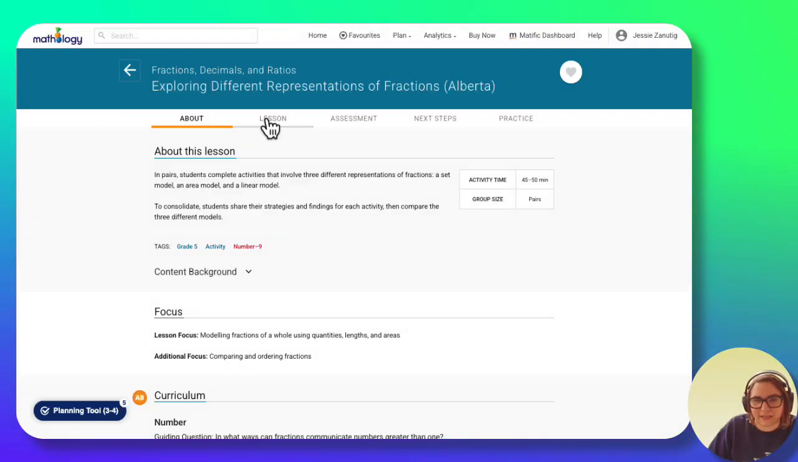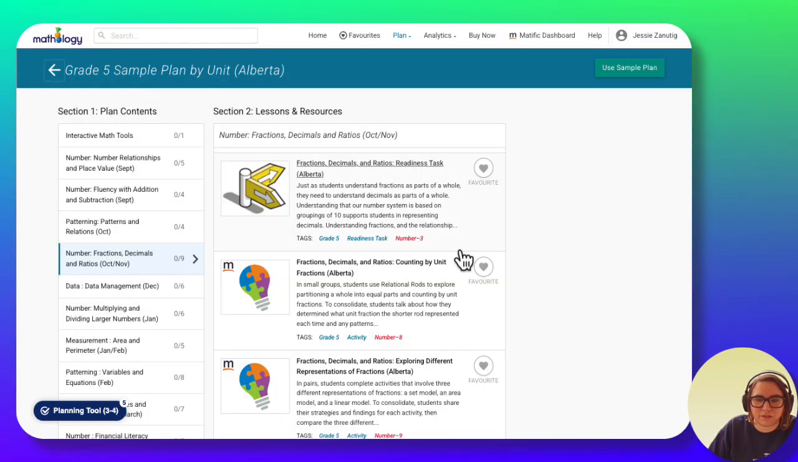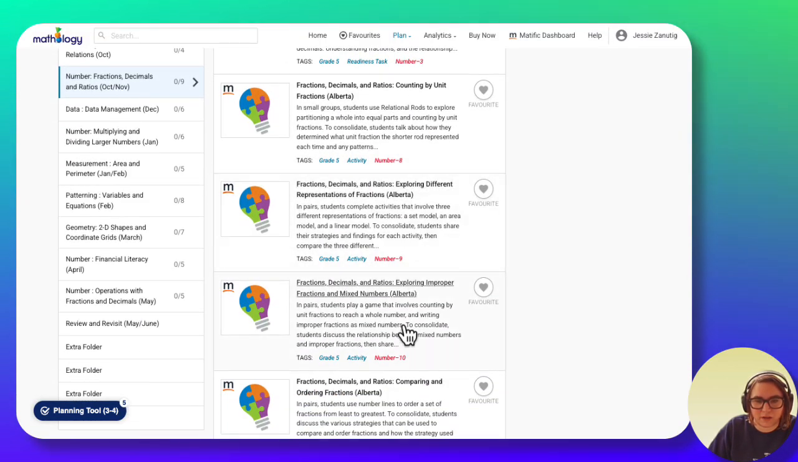When your assessment data from this lesson shows that students are understanding the 3 different ways of representing fractions and able to compare and order fractions on a number line, then it's time to move on to the next section of this unit called Exploring Fractions and Mixed Numbers.